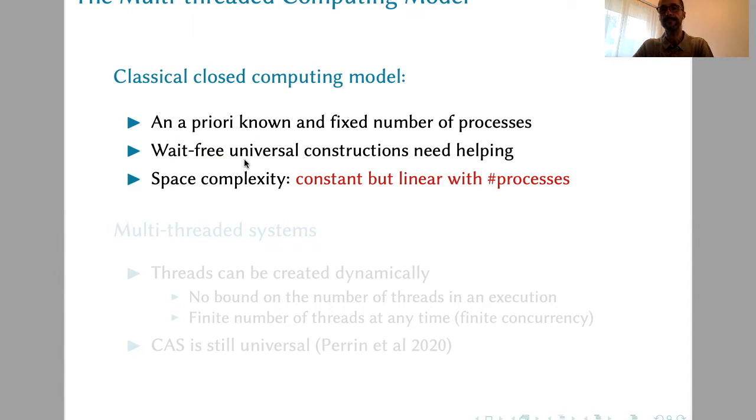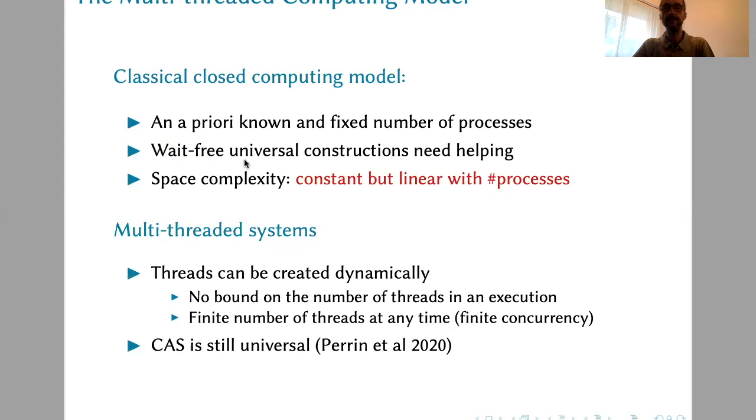This may be a big problem when we consider multi-threaded systems. Indeed, in multi-threaded systems, there's no bound on the number of threads during a long running execution. Threads may be created and may die during the execution. The only guarantee we have is that at any time, there's a finite number of active threads. We have what we call finite concurrency. This model was introduced by Merritt and Taubenfeld two decades ago.